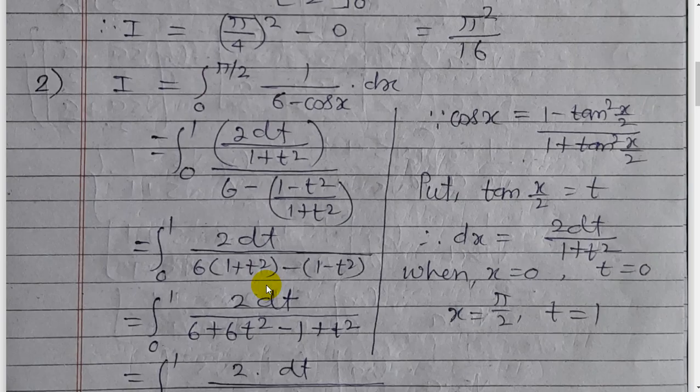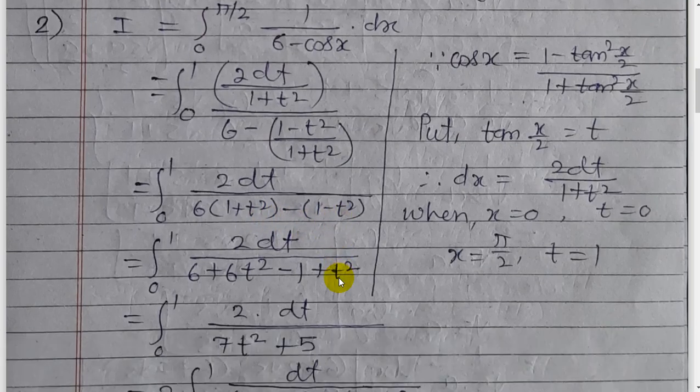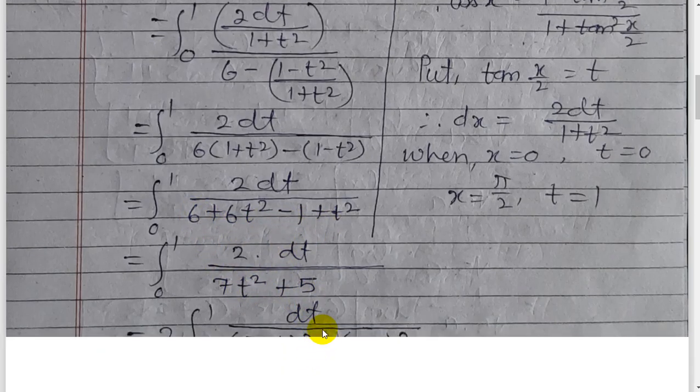So our integral I equals 0 to 1 2 dt upon 6 into (1 plus t square) minus 1 minus t square. Now simplify, that is open the bracket. So I equals 0 to 1 2 dt upon 6 plus 6t square minus 1, and here minus t square, that is plus t square. So I equals integral 0 to 1 2 dt upon 6t square plus t square becomes 7t square, and here 6 minus 1 becomes plus 5.